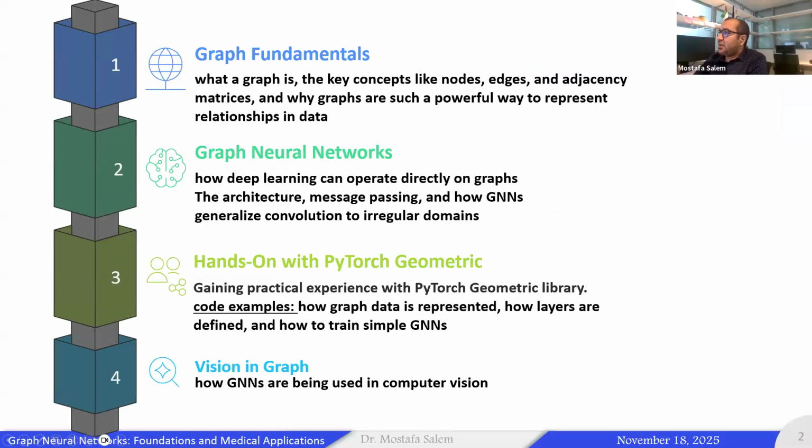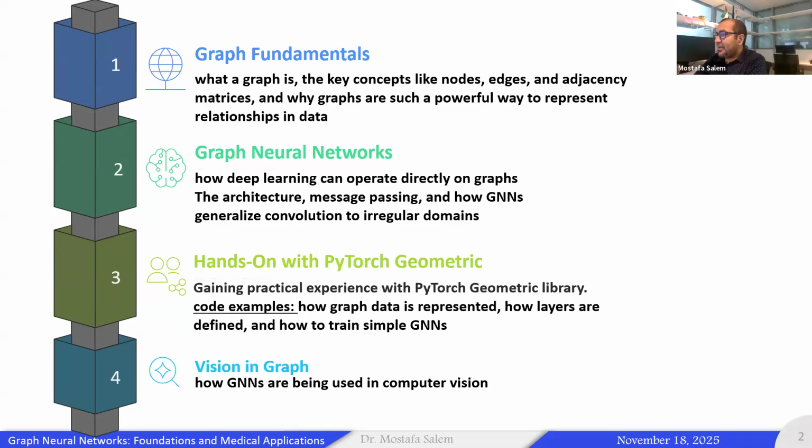So let's start with the agenda. Here is an overview of what we will cover today. We'll start with graph fundamentals, where I will introduce what a graph is, the key concepts like nodes, edges, and adjacency matrices, and how graphs are such a powerful way to represent relationships in data. Next, we will move into graph neural networks, where we will see how deep learning can operate directly on graphs. We will look at the architecture, message passing, and how GNNs generalize convolution to an irregular domain.